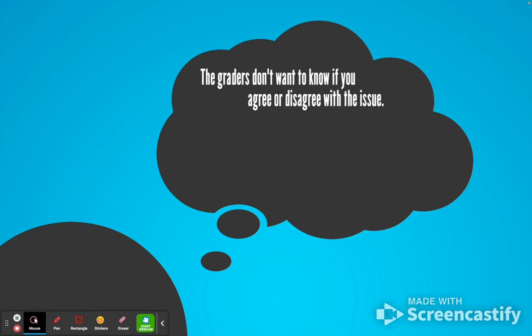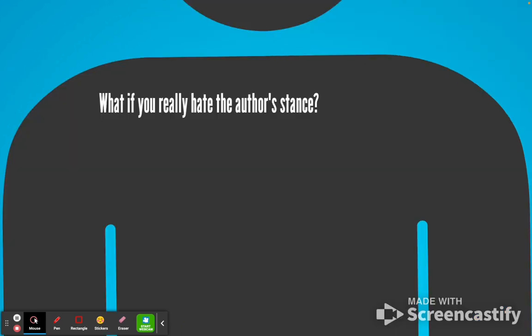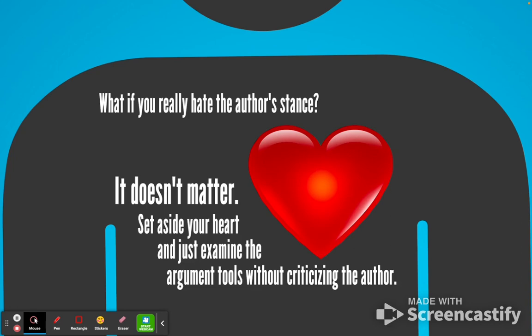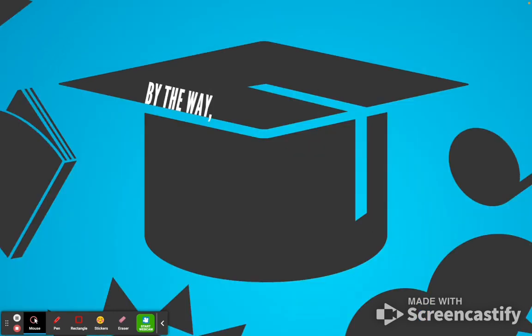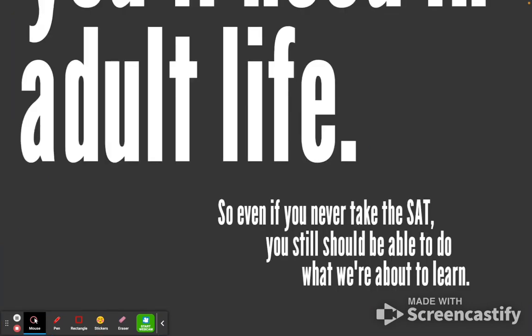So here's the thing. The graders don't want to know if you agree or disagree with the issue in the text that you read. They don't care about that at all. Instead, they want you to analyze how that argument was constructed. What if you really hate this author's stance? It doesn't matter. You're going to need to set aside your heart and just examine the argument tools without criticizing the author. By the way, the ability to analyze an argument is the same skill set you'll need in college. So even if you never take the SAT, you should still be able to do what we're about to learn.